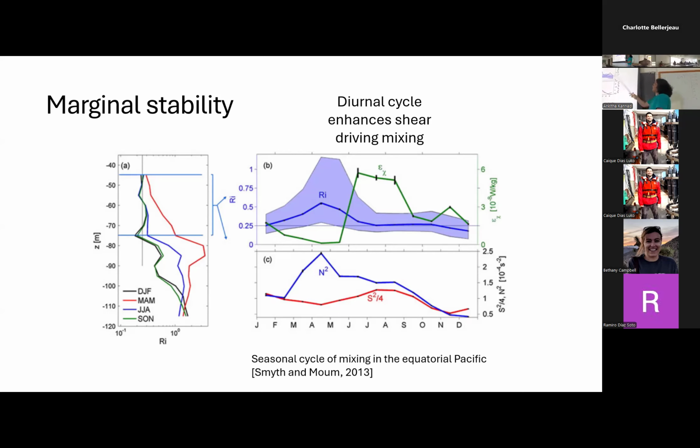So this is an example of where you can see the ocean in this stable situation being pushed into unstable, intermittently. And it's what happens with mixing in the ocean. It's not always mixing, but it happens during periods intermittently.